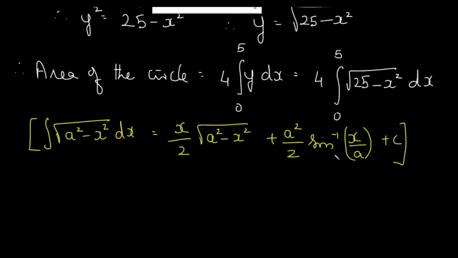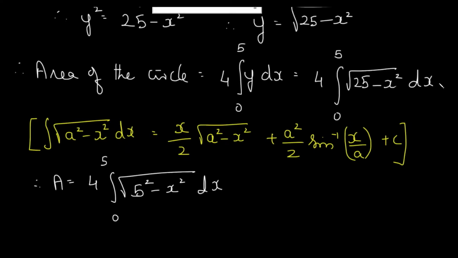So this is the formula which we are going to use here as well, because as you can see, this sum is of that type, isn't it? 25 minus x square can be written as 5 square minus x square. So area of the circle, let us denote it as A. Therefore, in this case, A is equal to 4 integral 0 to 5 root of 5 square minus x square dx. So using the same formula, we get the answer.